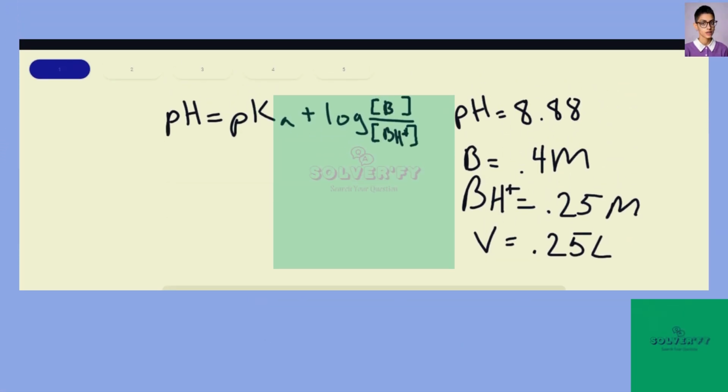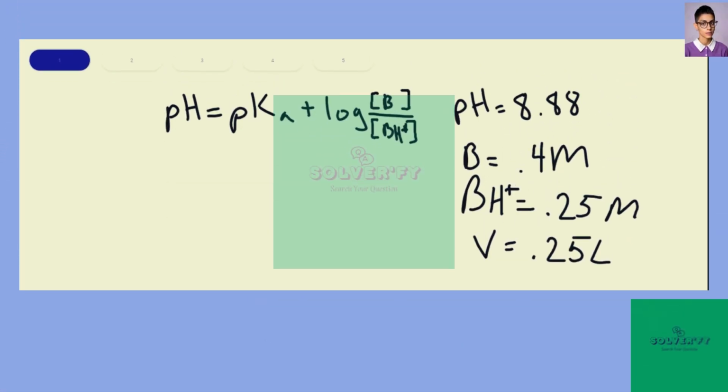This problem is a bit of a long one, but I've written down a few things here. So the pH of the buffer is given as 8.88. The concentration of the base is 0.4 molar, and the concentration of the conjugate acid is 0.25 molar, and the volume that they've given us is 0.25 liters, and we're going to use that information throughout this whole problem.